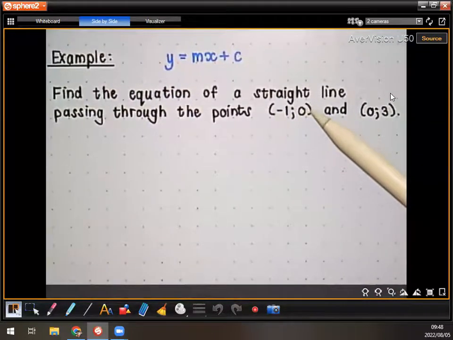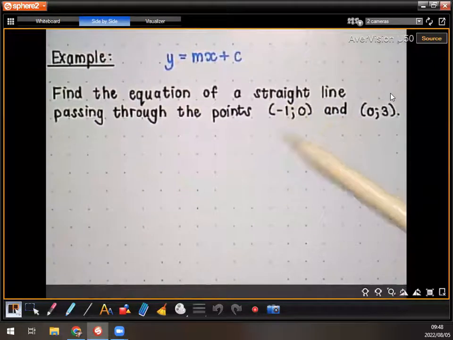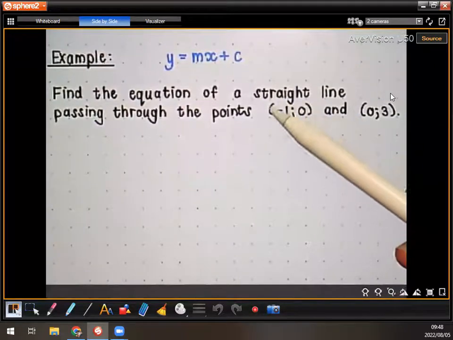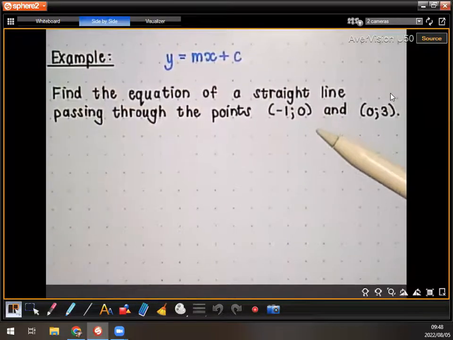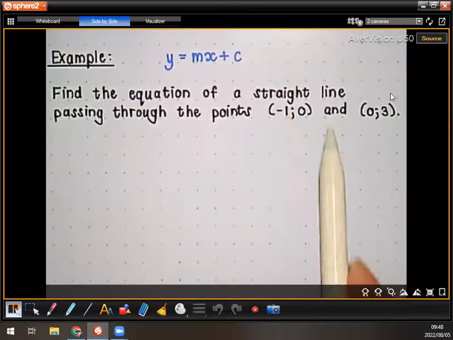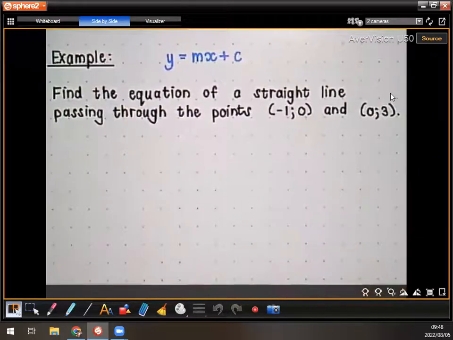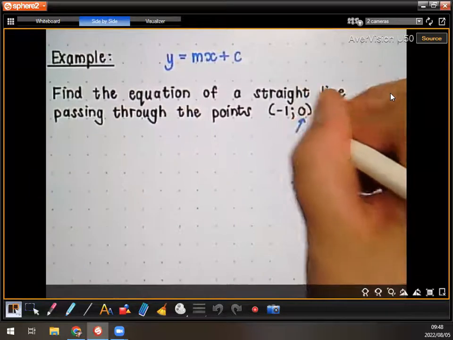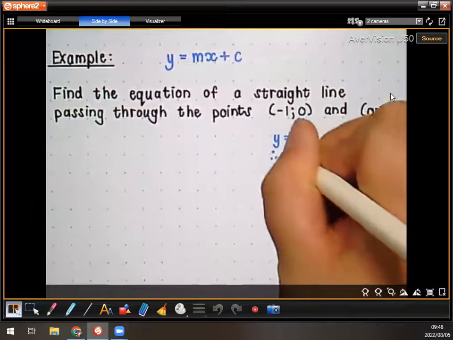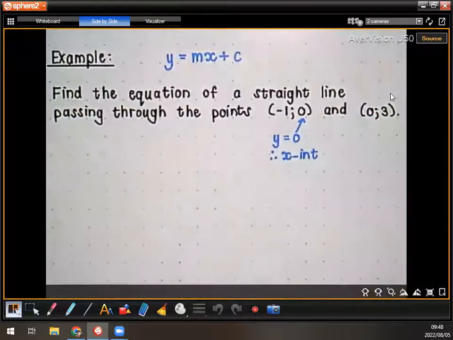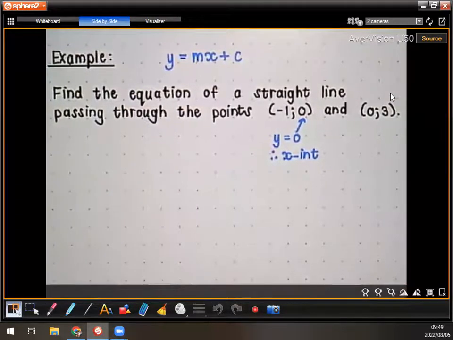Here my y value is 0. So what kind of point is this? If the y value is 0, that would be an x-intercept. Remember, how do we calculate an x-intercept? By making y equal to 0. So if you have a point with y equal to 0, that means that it is an x-intercept. Okay, so we can just add that there. y equals 0, therefore this is an x-intercept. For the x-intercept, unfortunately, we can't just put it into the equation.